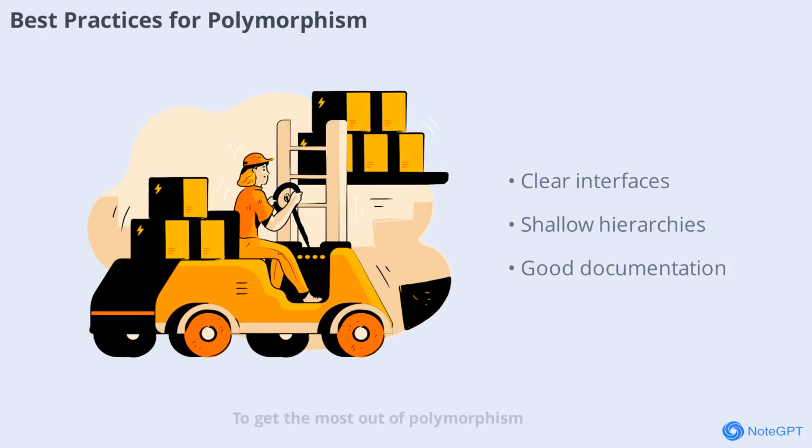To get the most out of polymorphism, follow best practices like using clear and consistent interfaces, keeping class hierarchies shallow, and documenting your code. Always design for change, and use polymorphism to enable flexibility without sacrificing clarity or maintainability.